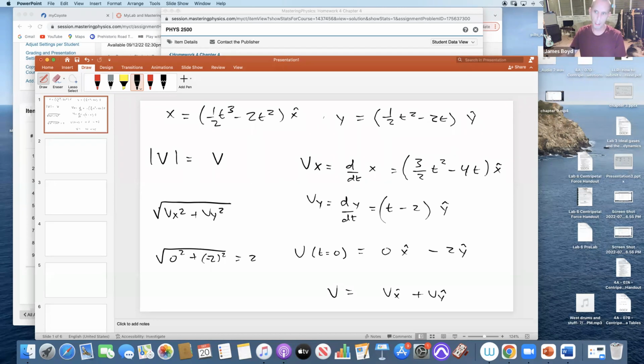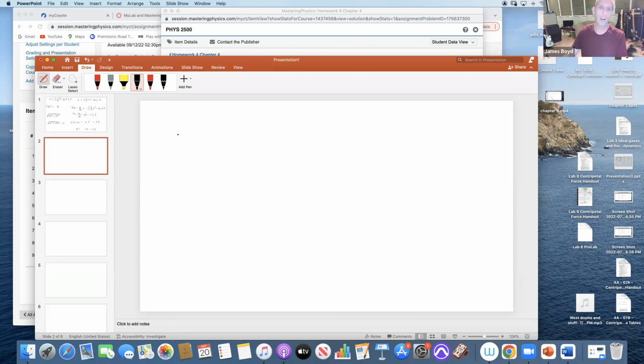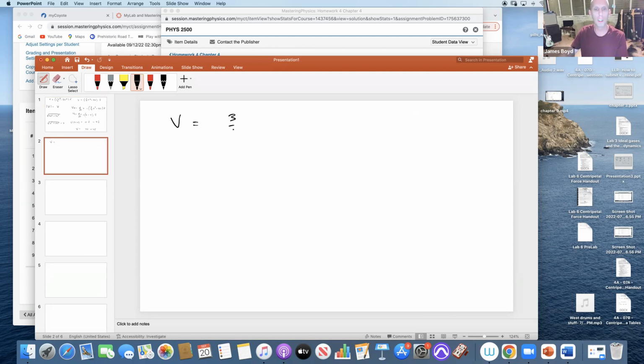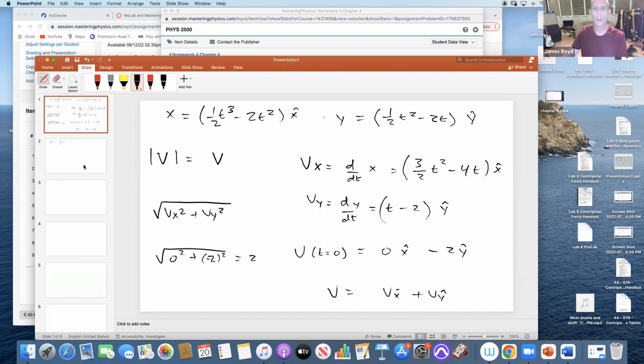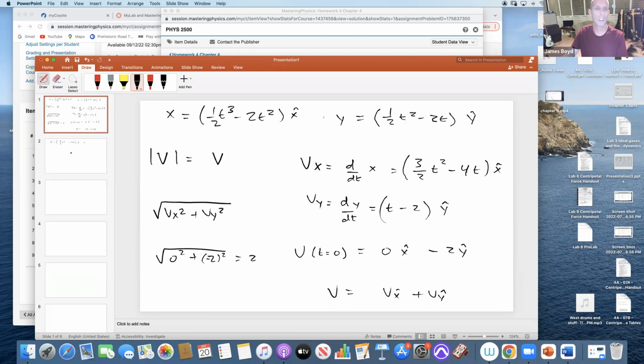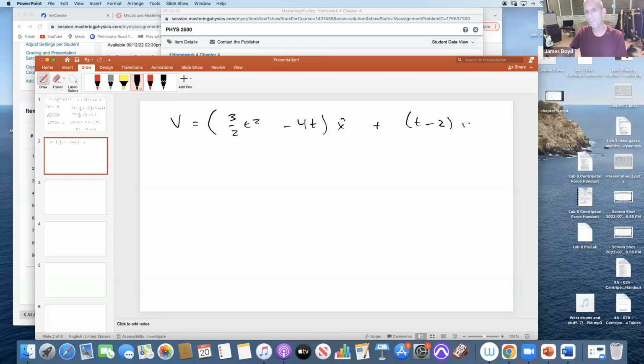To find the magnitude, we find vx squared plus vy squared and take the square root absolute value, which isn't necessary because it's going to end up being positive anyway. And we get 2. So our speed when t is 0 is 2. Now, our v function, again, was 3/2 t squared minus 4t in the x and t minus 2 in the y.